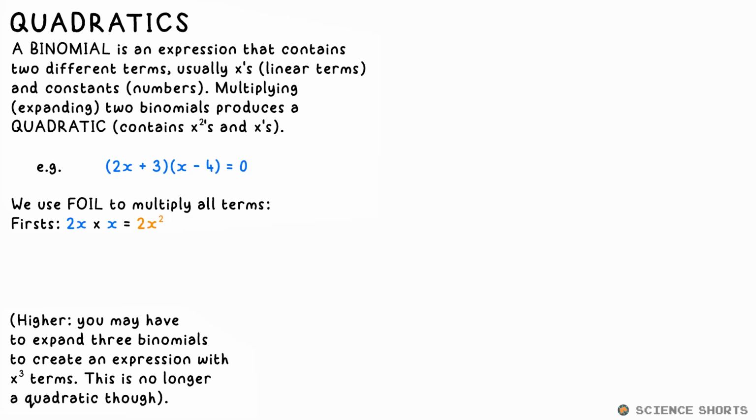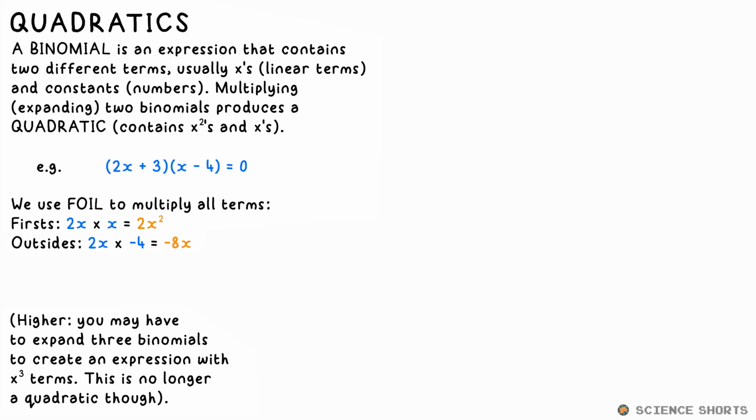We multiply the firsts first. 2x times x is 2x squared. We can say that the quadratic coefficient is 2. We have 2x squareds. We started with binomials, but multiplying them out will give more than 2 terms, of course, so it's no longer a binomial.